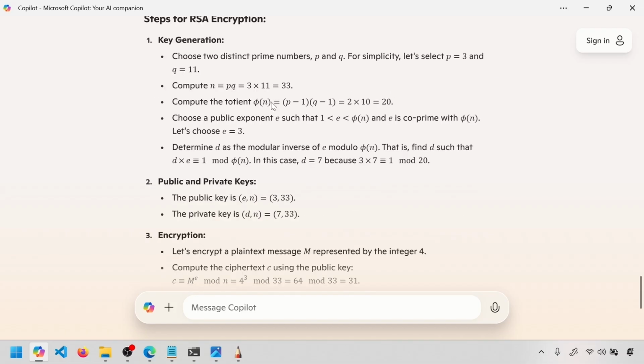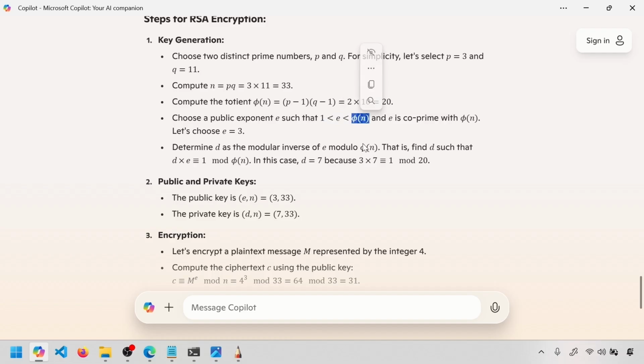Now we are calculating another number, P minus 1 into Q minus 1, which is 2 into 10, which is 20. Now we got N, which is PQ. Now we need to find out E, or public exponent E, which is part of the public key. Public key is basically E and N. That's the public key.